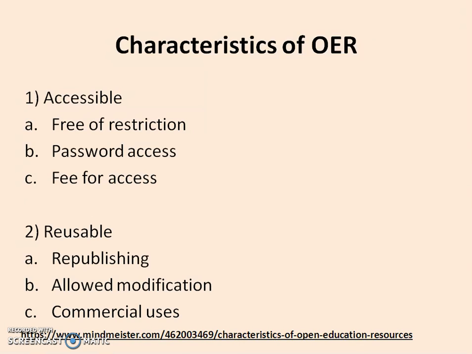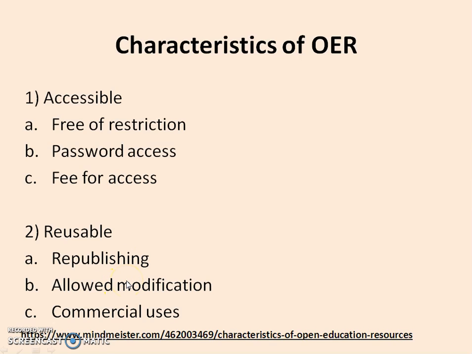First one is accessible. What is accessible? If any user wants to access these open educational resources, first they must have the authority to access the data. The points that come under accessible: first one is free of restriction, there is no restriction to use this data. Second one is password access. Third one is fee for access. If there is no password and it is free of cost, then the user can easily access these OER materials.